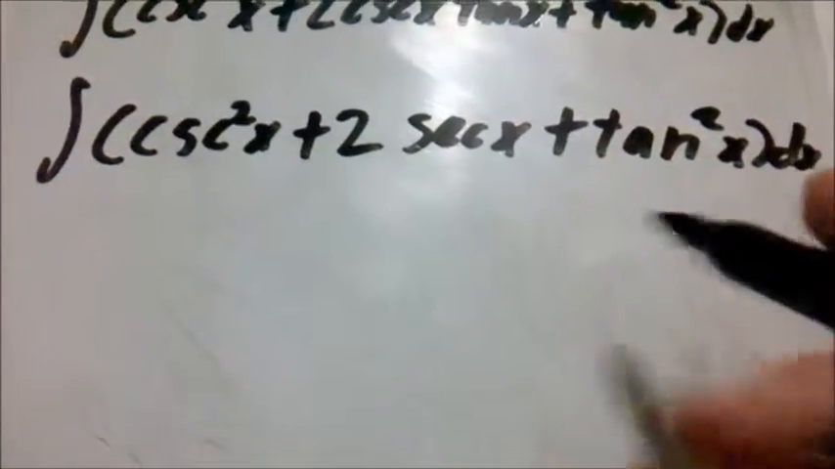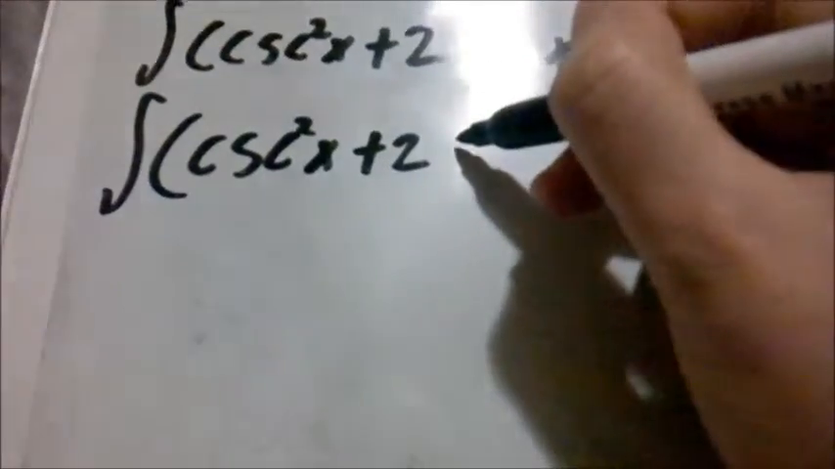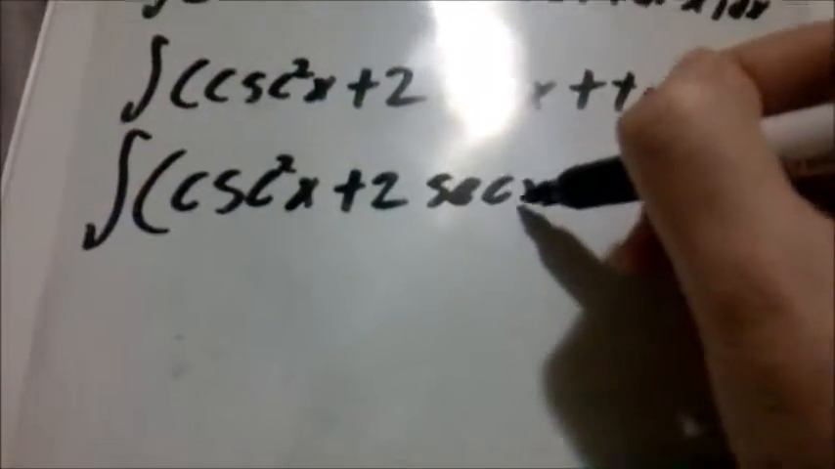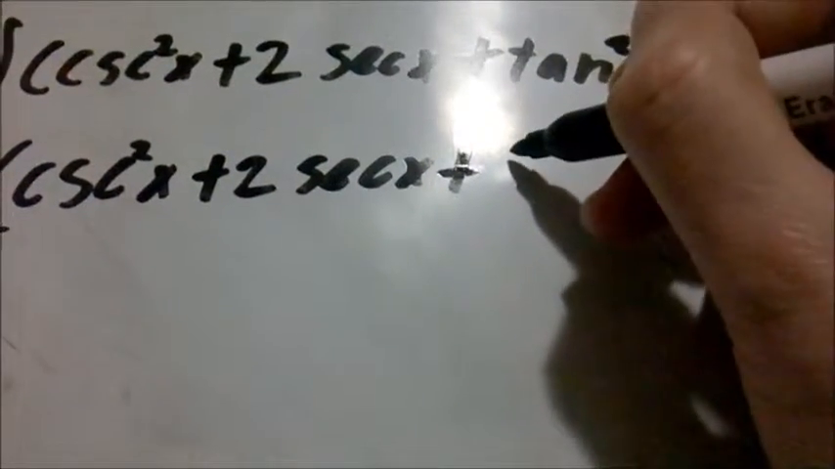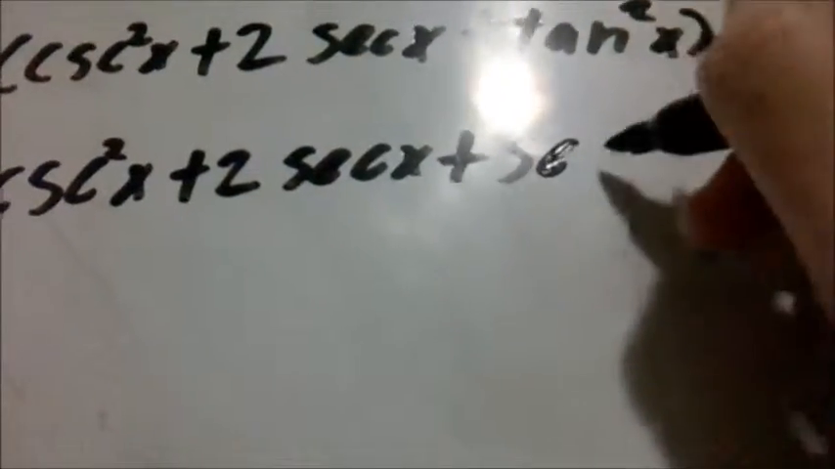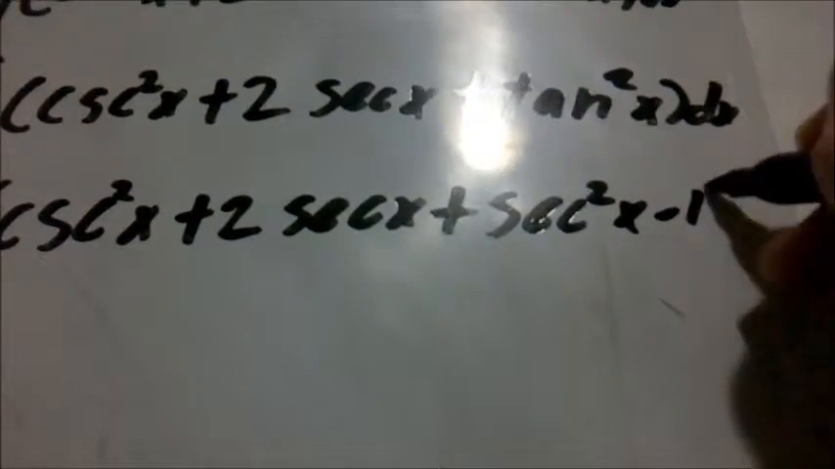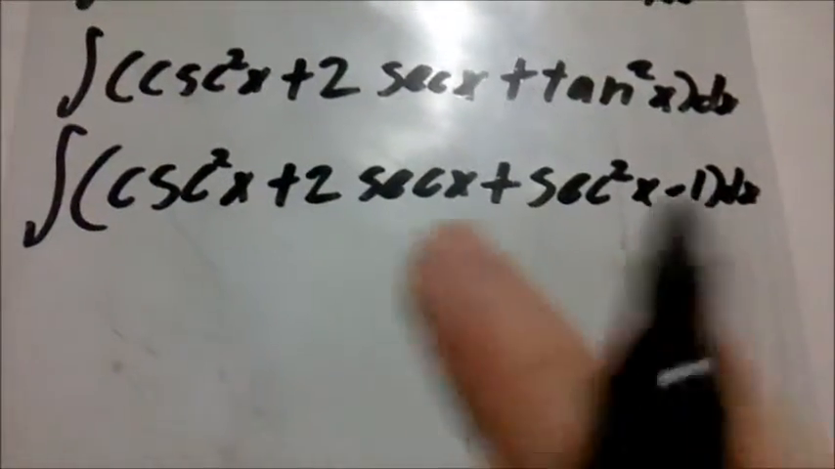So let's write it out yet again. We've got cosecant squared x plus 2 secant x plus, sorry about that, secant squared x minus 1 dx. So this all becomes much easier to integrate.